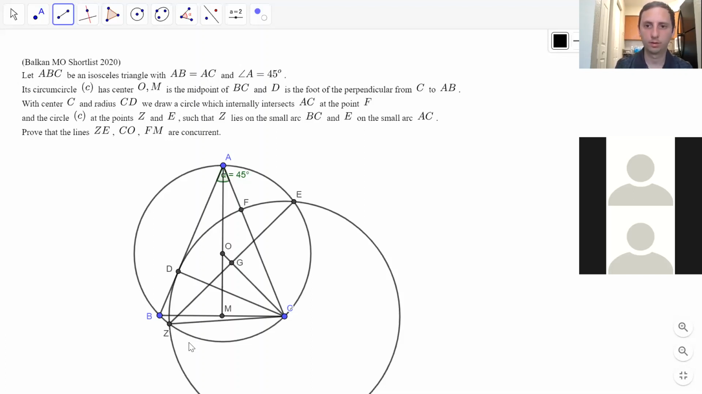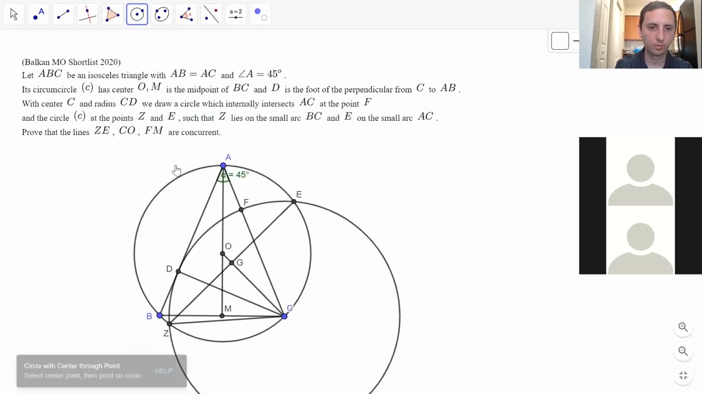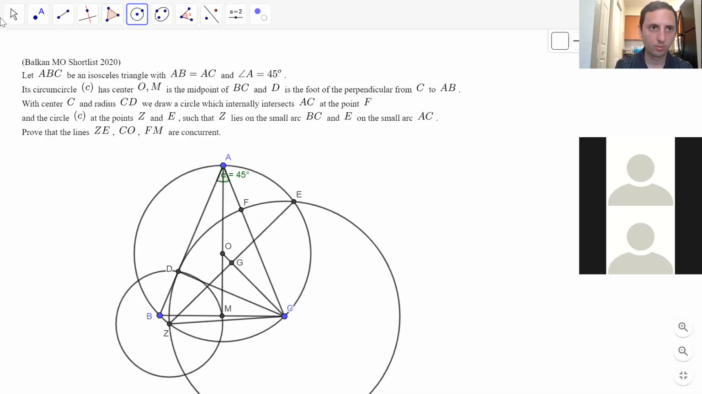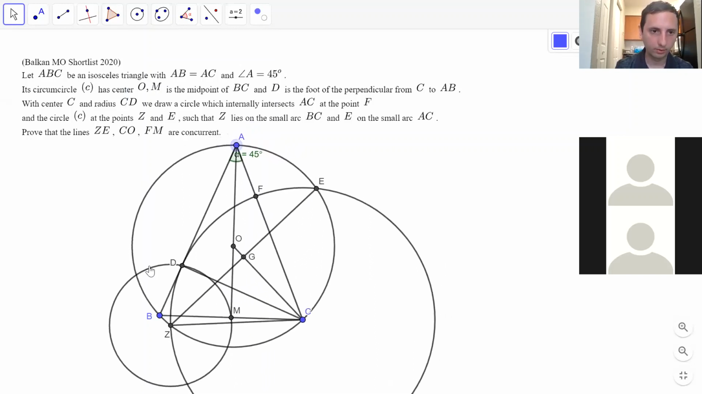Let's see, chat says ZDFE is an isosceles trapezoid. That would mean ZM is equal to ZD. I think so. Yeah, it looks like ZDFE is an isosceles trapezoid. Is that an angle chase? Might be. Because angle FCE is equal to angle ACE, we want to show that's the same as angle BCZ.